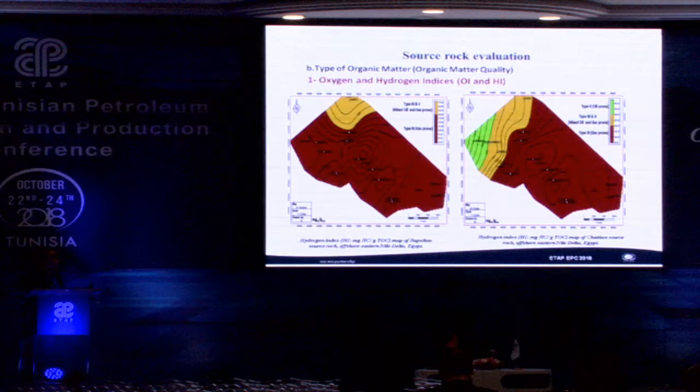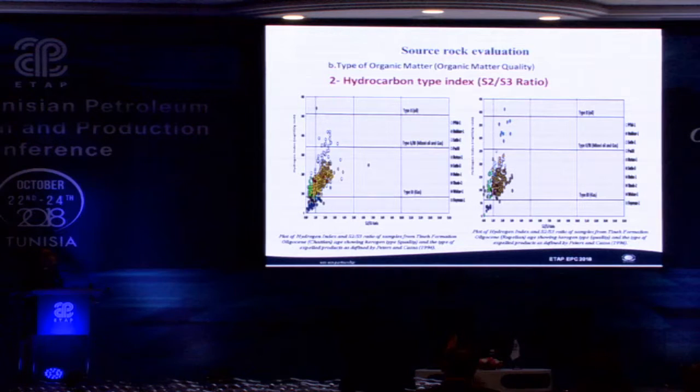And this is map for oxygen index and hydrogen index along the area. The red flag is type 3 gas prone, the orange flag is type 3 and type 2 mixed, and the green color is oil prone. Hydrocarbon type index S2 over S3 also show most of samples in Chattian and Rupelian type 3 gas prone.